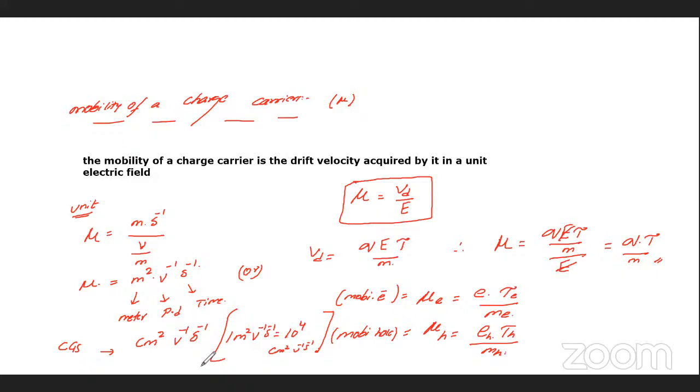So what is mu h? Mu h is holes, that is protons. We'll consider protons as holes. Protons are positive charge particles. Electrons are negative charge particles. Protons are what we consider as holes.